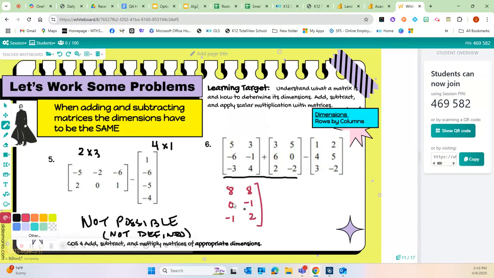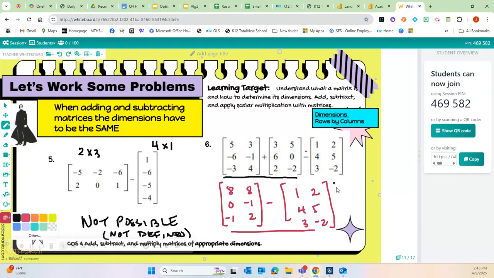So that's what I get when I add the first 2 matrices. I'm going to double check because these are so easy to make a careless mistake in. And then we're subtracting this last matrix right here: 1, 2, 4, 5, 3, negative 2. So then we'll do these 2 matrices. Just do 2 at a time.